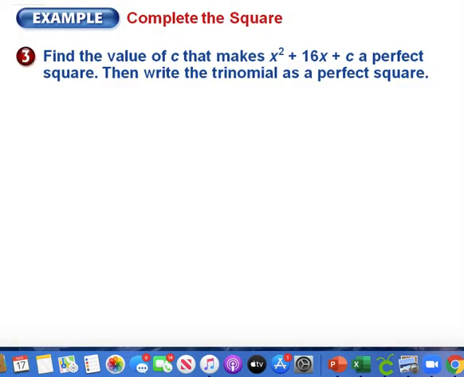So let's start at the beginning. Our first couple questions are just going to practice completing the square.